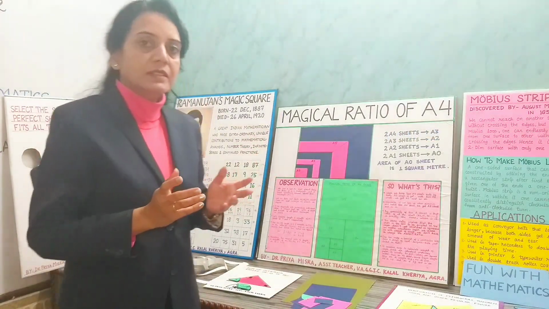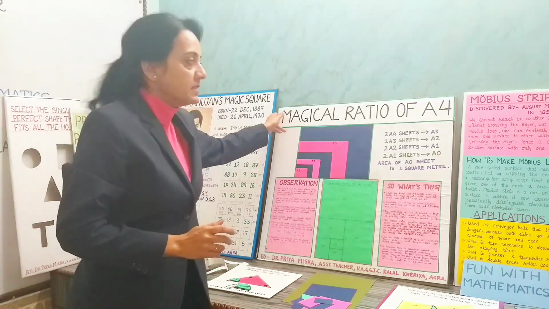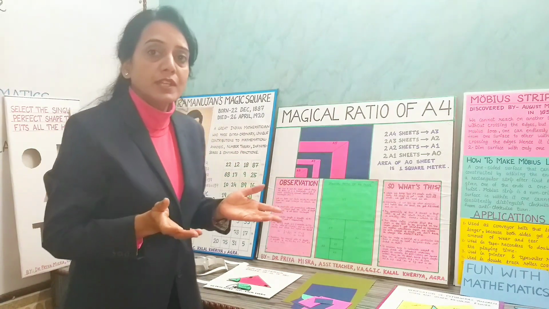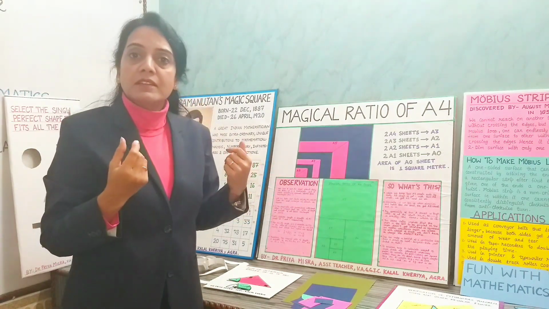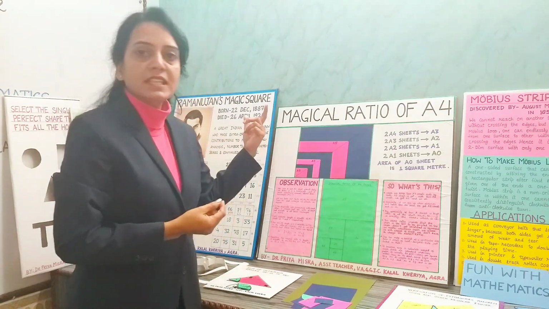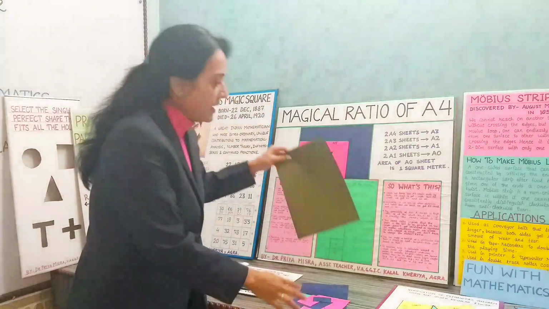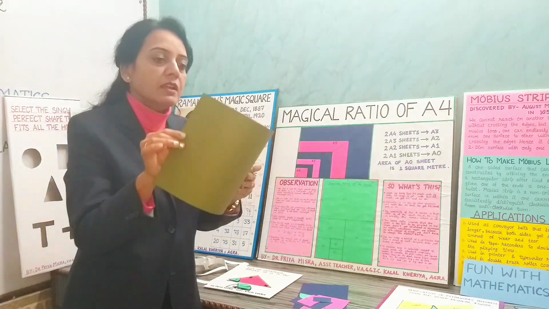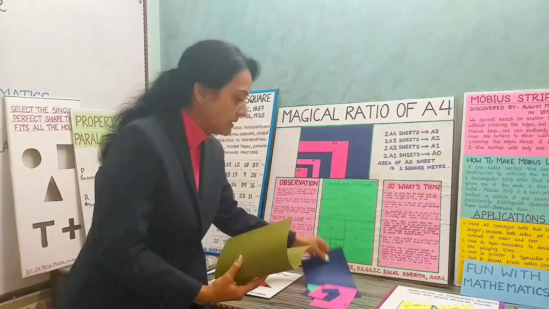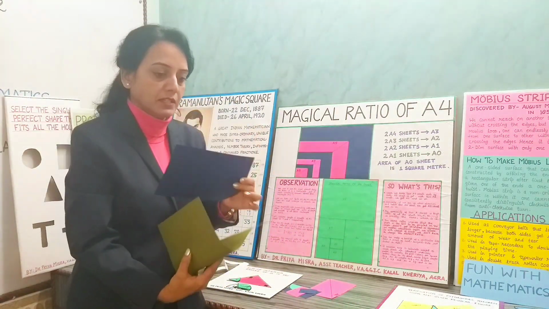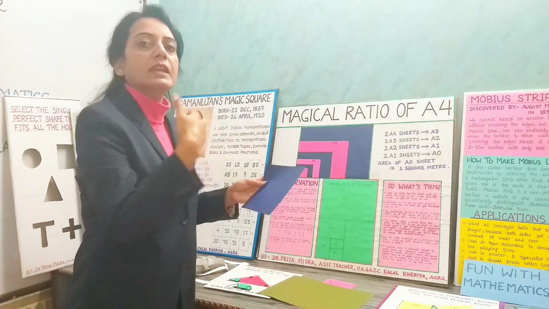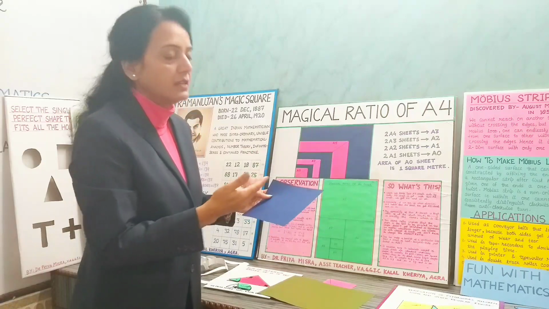So to start with, my first TLM is about the magical ratio of A4. We all use an A4 sheet in our daily life, but today I am going to reveal the mathematical beauty hidden inside this A4 sheet. This is an A4 sheet. When we lengthwise half it, we get an A5 sheet. That is, this is an A5 sheet. And if we keep on halving these sheets, we get A6, A7, A8, A9 and so on.